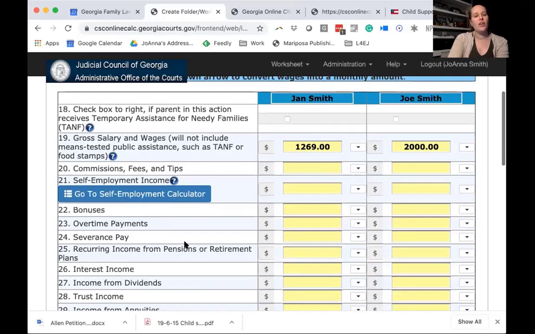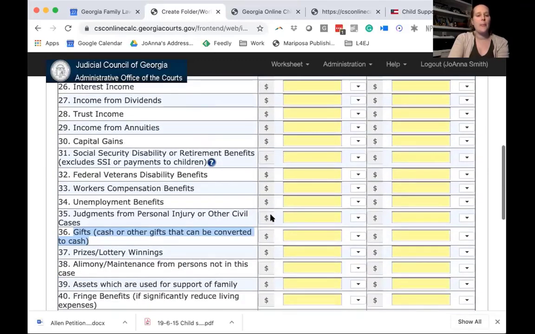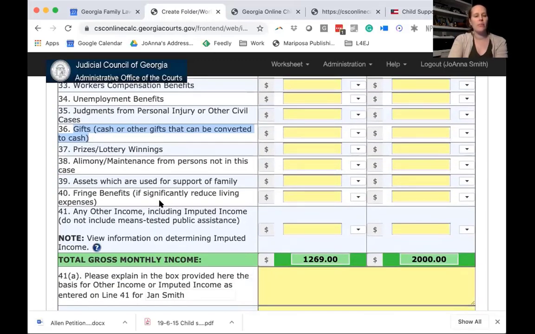Generally though, you're going to either see income here or you're going to see it down here under other income, imputed income. Imputed income means the court says, okay, I understand that you're not employed right now, or that you're only employed on a part-time basis, but I think that you could be employed at a higher paying job, or even though you're not now. And they make up a number and put it in here.